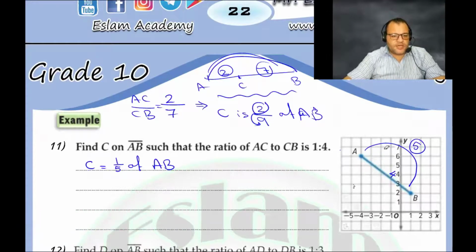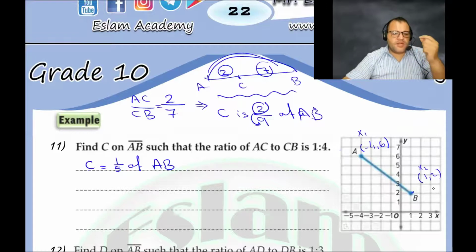Again, we go back to the graph. What is the coordinate of the point A? -4 and 6. What is the coordinate of the point B? 1 and 2. Look at X. From X1 to X2, you add or subtract? Look at X1 and X2. From X1 to X2, the number is increased or decreased?